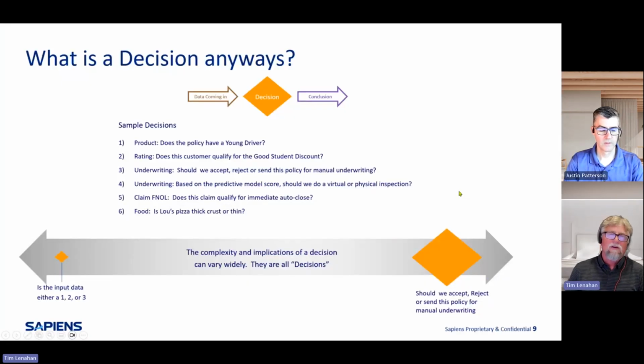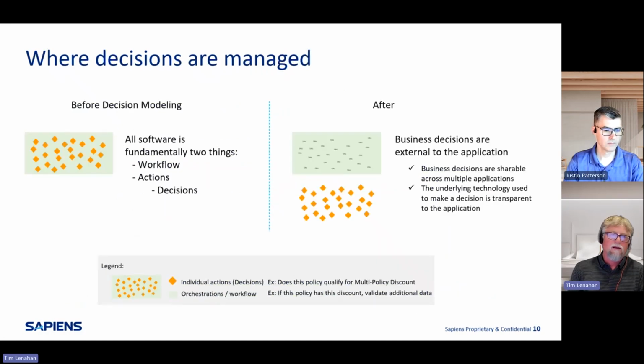When we talk about a decision, this slide is really summing it up. A decision is data coming in, there are rules to make the decision, and it has a conclusion coming back. The rest of the slide is really dedicated to saying a decision could be something really little, or it could be something really, really big. But to us, they're all decisions. They all are the same thing: data coming in, rules, and then a conclusion coming back.